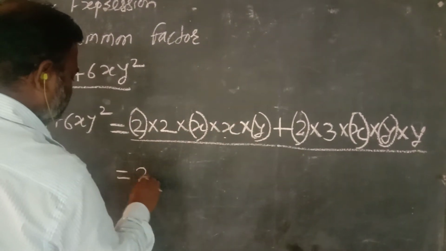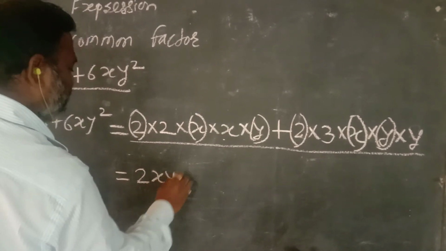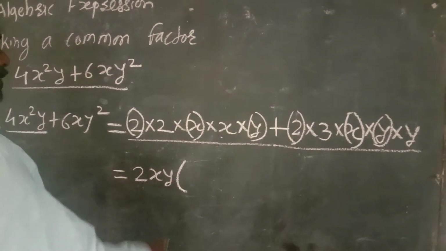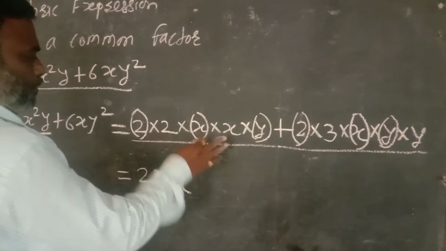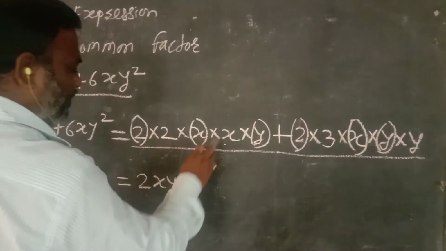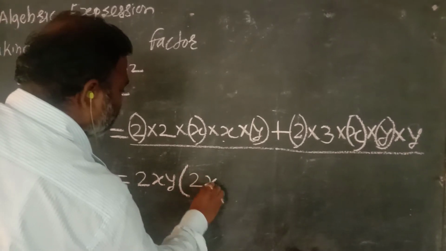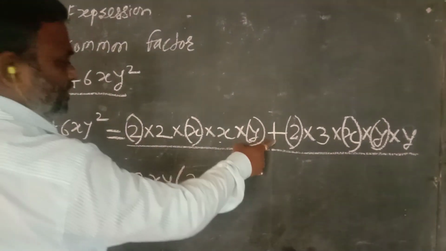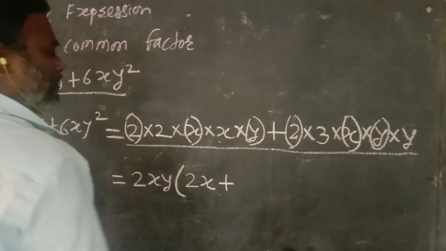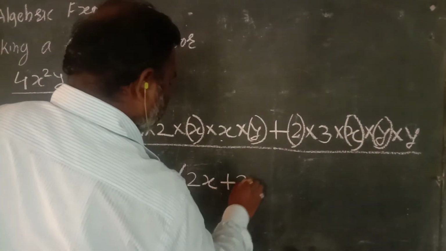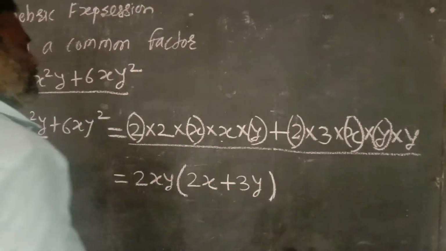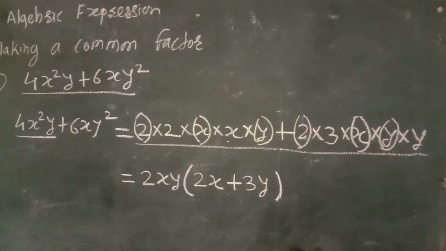2xy, we remove 2xy like this and make a bracket and keep the remaining number or variable as it is. Here 2x, hence we can write 2x here also. The sign plus, keep it as it is. Now the remaining part is 3y, so we take 3y. Hence our problem is completed.